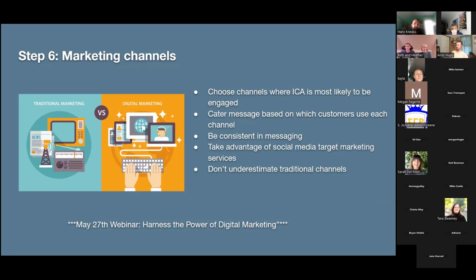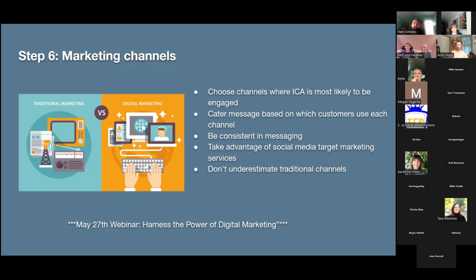I've taken advantage of social media targeted advertising, especially for special events. I know there's mixed feelings about that, but I have had it work pretty well for me. So that's something to keep in mind. They let you pick specific demographics to try to reach out to.